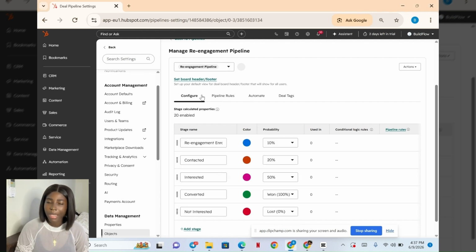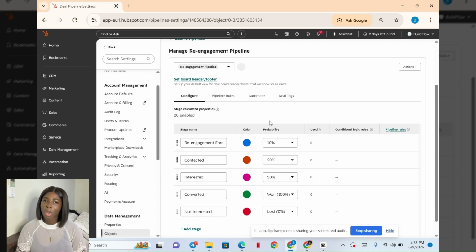The second pipeline is the re-engagement pipeline. This is for closed lost deals that get a second chance. It consists of five stages, which is simple and focused: re-engagement enrolled, contacted, interested, converted, or not interested.